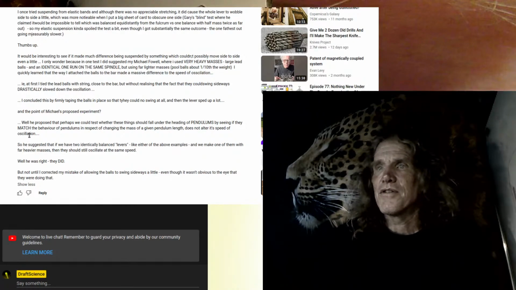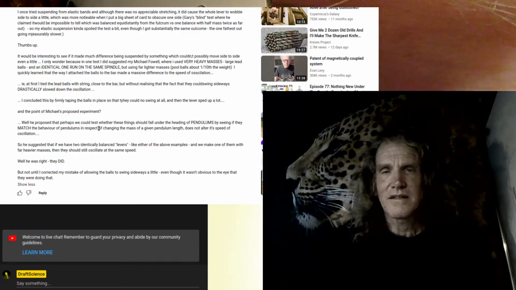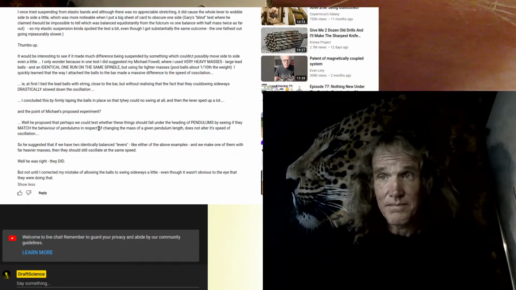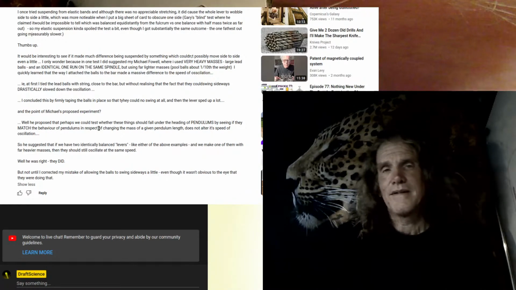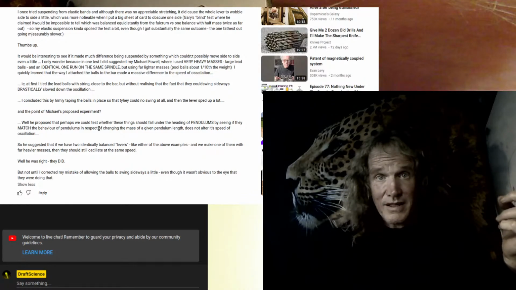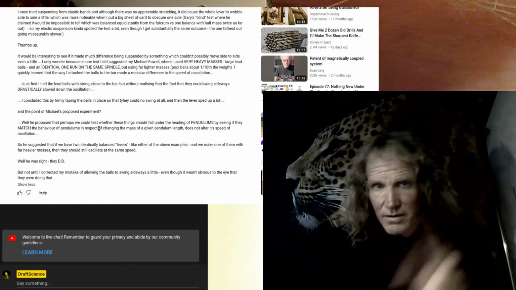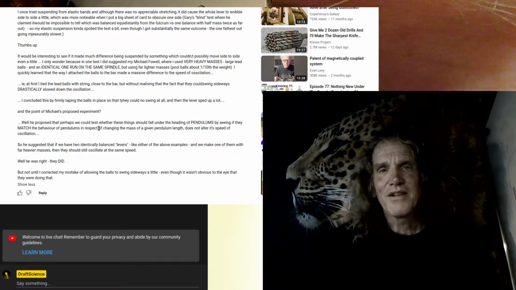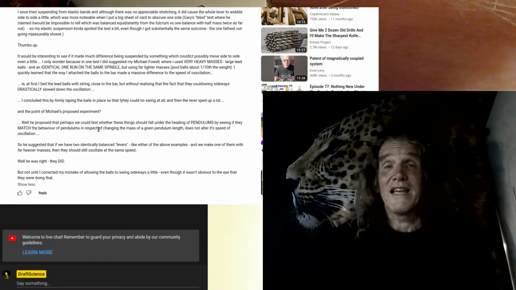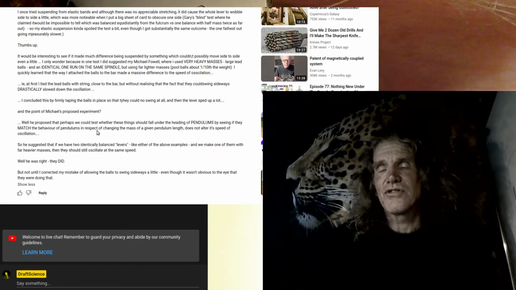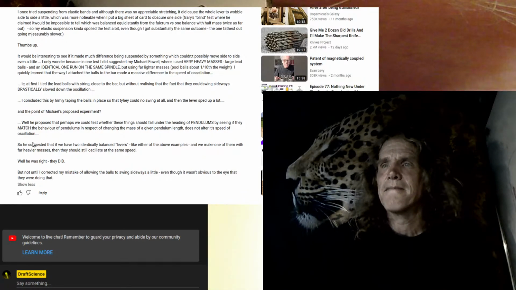By seeing if they could match the behavior of the pendulums in respect to changing the mass of a given pendulum's length does not alter the speed of the oscillation. And part of that's in this theory. The same sort of argument can be made that it's frankly the velocity component. You're basically saying you're doubling the velocity of the outside of the lever, okay? And so it's always going to be that 2-to-1 relationship if it's 2-to-1 distance. So in a way, it shouldn't matter what the weight is, because it's just going to be a proportional change in the velocity. All right.